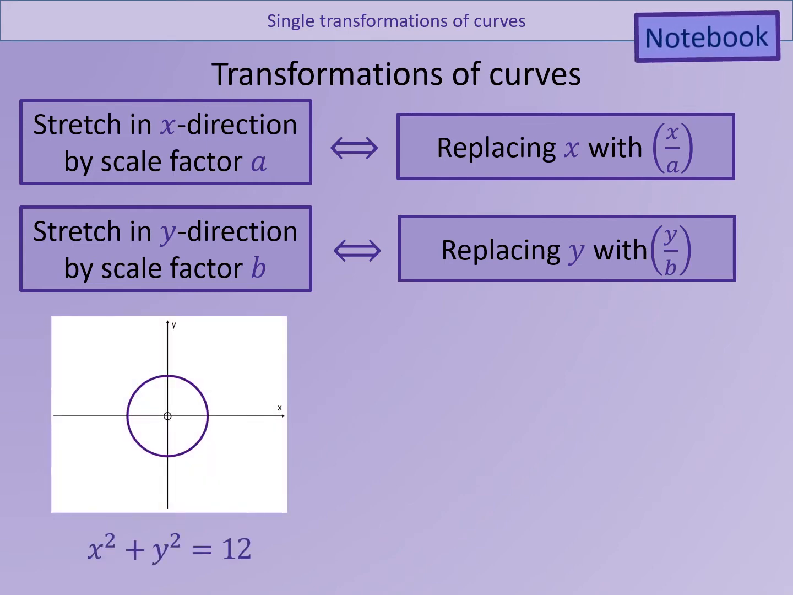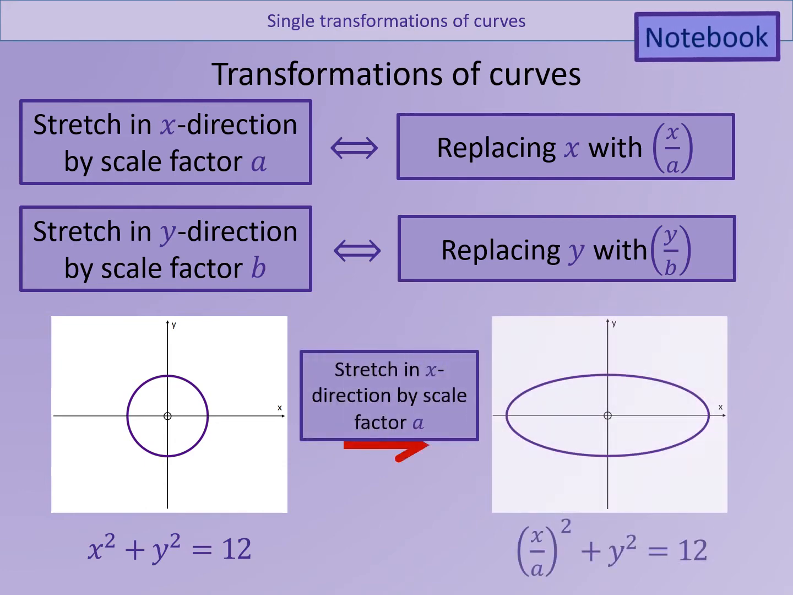So for example, the circle x squared plus y squared equals 12 could be transformed by a stretch in the x direction, scale factor a, to give us the curve of equation (x over a) squared plus y squared equals 12. Notice that this circle is now an ellipse.